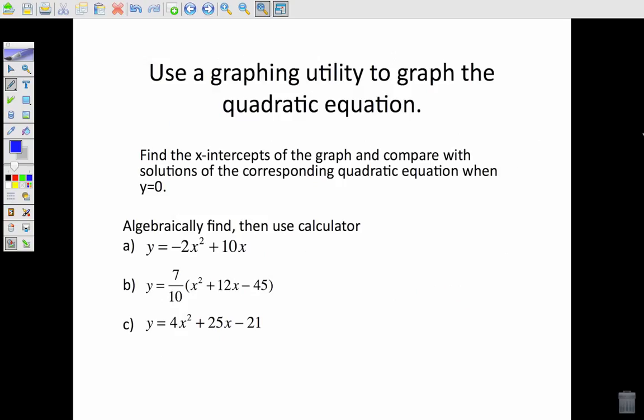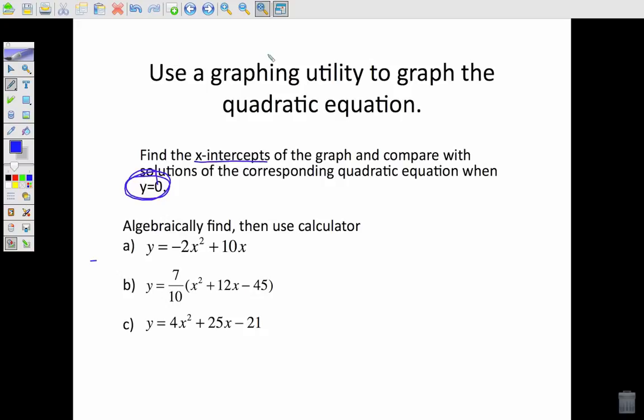All right, use a graphing utility to graph the quadratic equation. Find the x-intercepts of the graph and compare with the solutions of the corresponding quadratic equation when y equals 0. So I'm going to show you how to find the x-intercepts by letting y equal 0, and then you can graph them in your calculator and determine them that way as well.